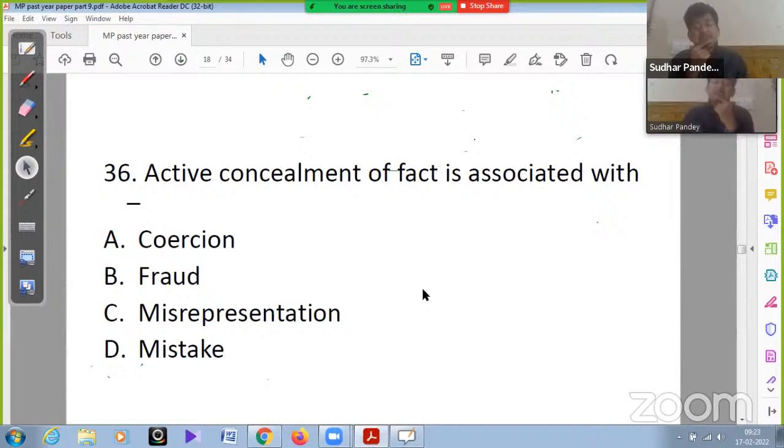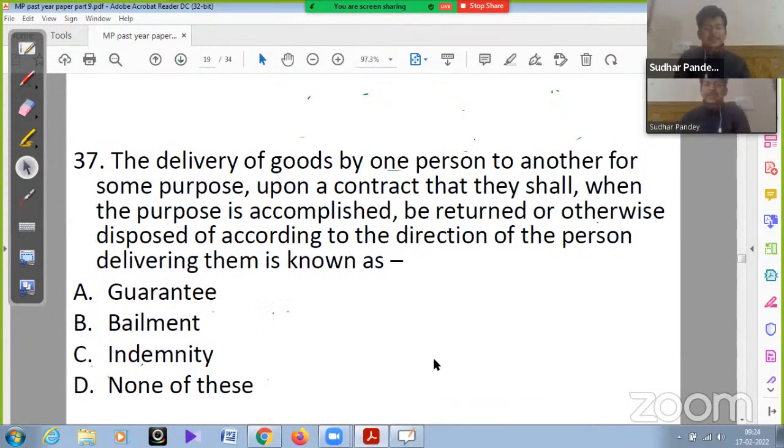36. Active concealment of a fact is associated with: A, coercion; B, fraud; C, misrepresentation; and D, mistake. It's a straight question. Its answer will be B for Bangalore, that is fraud. Maniac Grover ji, C is the correct answer for 35. Question 36. Active concealment of a fact is associated with fraud. Bangalore, B. Question number 37.